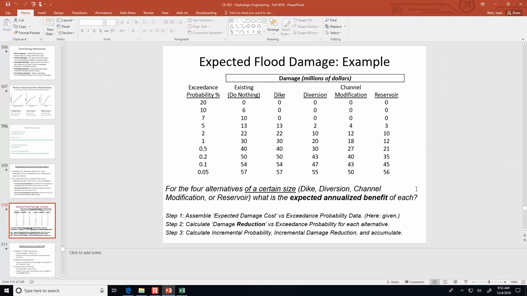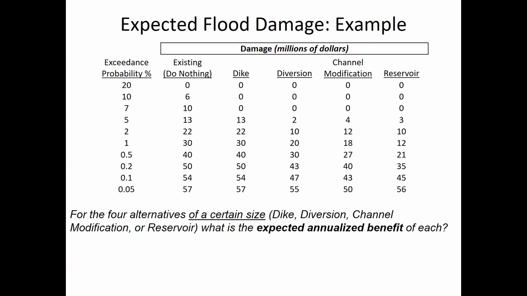So let's look at the data that we're given to begin this example. We have exceedance probabilities, which correspond to storms of different sizes. For example, a 20% exceedance probability goes along with a 5-year storm, because that means in any given year, there's a 20% chance that you'll experience the 5-year storm.